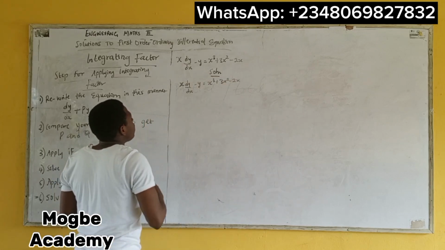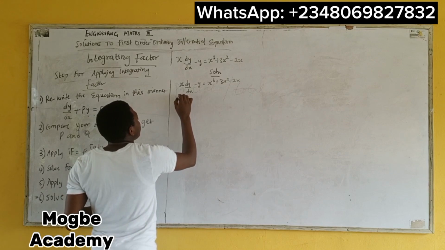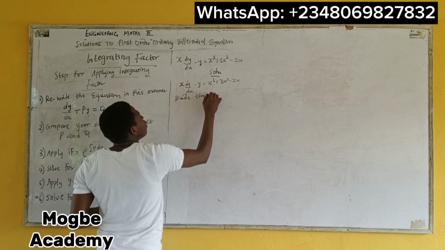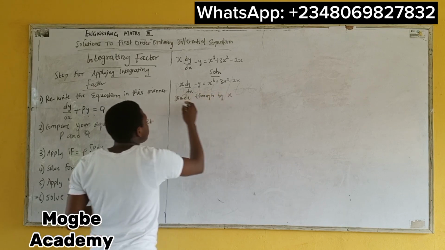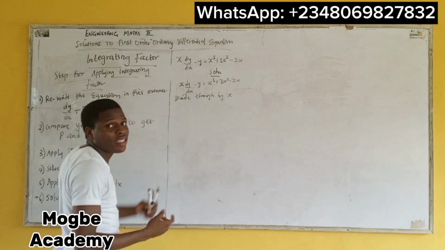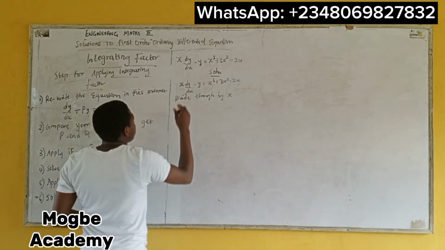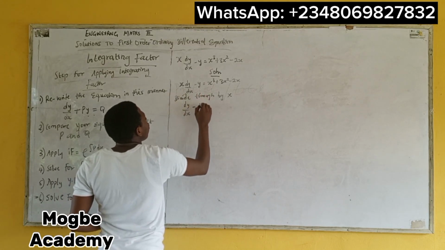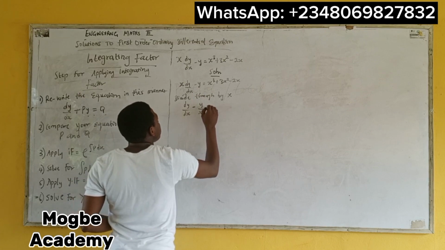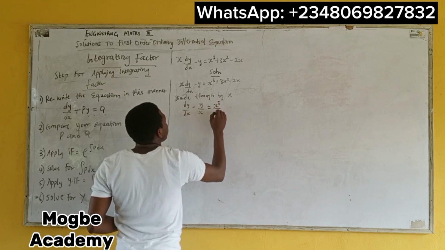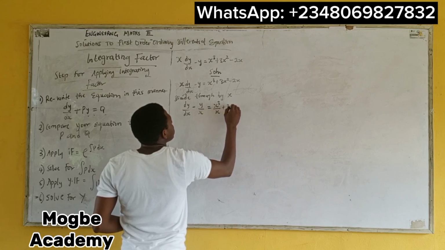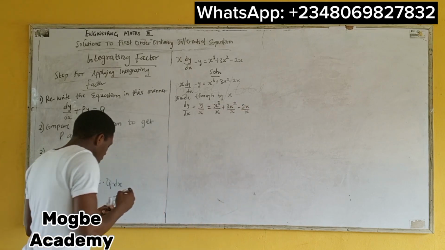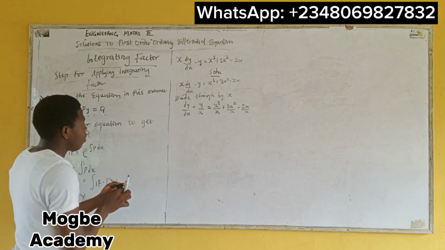Now if you do that, you simply divide through by x. Why are we dividing through by x? To make your dy dx stand alone. You understand? So making your dy dx stand alone, you have dy over dx minus y divided by x equal to x raised to the power of 3 divided by x plus 3x raised to the power of 2 divided by x minus 2x divided by x.